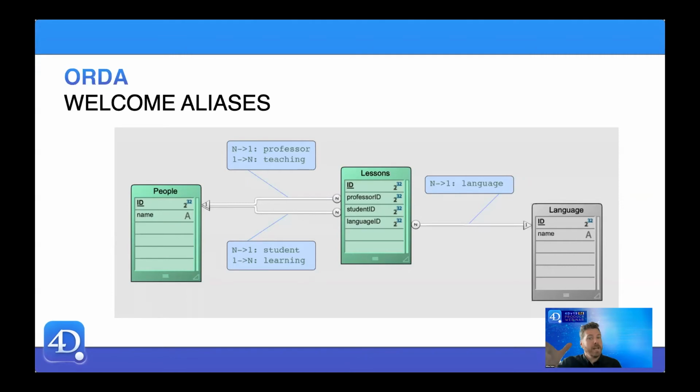Which means hiding the complexity of the linked database. Here in this example, we have a really simple database. People can be students or professors or both, all right? And can teach and learn languages. And lessons is the core data class that links the people, students and teachers, and the language.